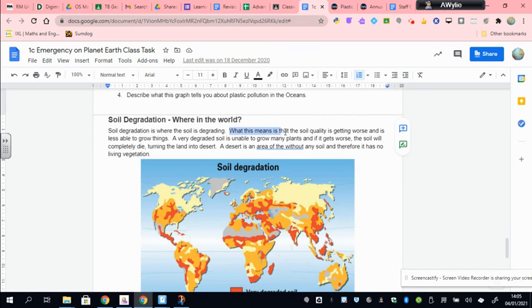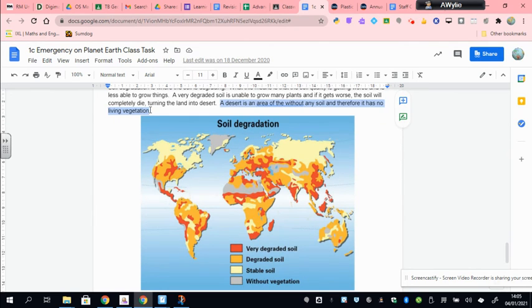So what this means is that the soil quality is getting worse and therefore is less able to grow things. Okay? A very degraded soil is unable to grow many plants, and if it gets worse, the soil will completely die, turning the land into desert. A desert is an area without any soil and therefore has no living vegetation, because all living vegetation obviously needs soil.